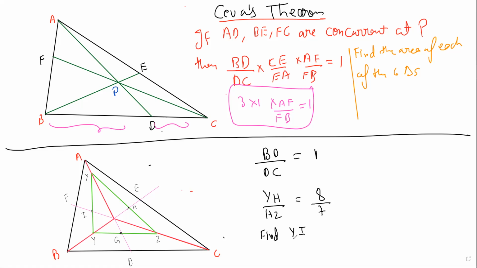So remember this is X here, this is Y. XI by, have I, yes, I've used wrong notation earlier. So this is XH by HZ. And then I have XI by IY. Okay, this is what you have to find.